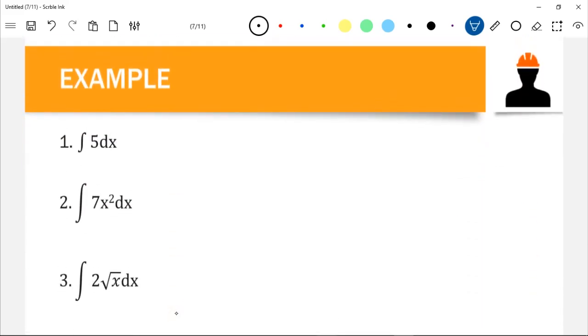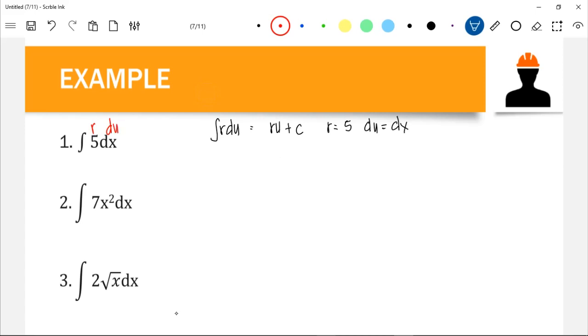So we have problem number 1, the integration of 5 dx. What rule can be used in this type of equation? So we have the first rule, the integration of r du is equal to ru plus c. Take note, our r here is a constant, correct? So our r in this case is equal to 5, correct? And our du is dx. So this one is the r, and this one is our du.